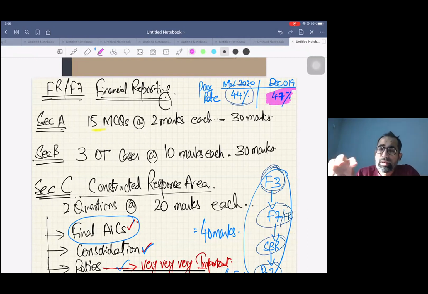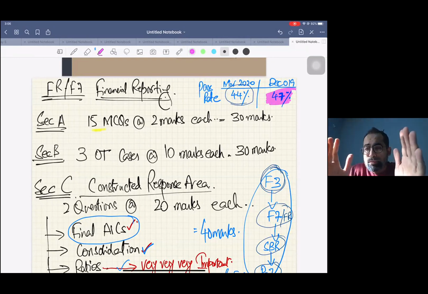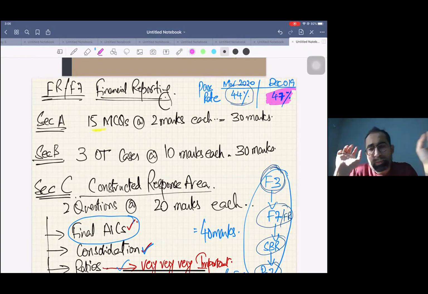Because of this good passing rate, students normally opt for this paper as the first paper of the skills module. After completing ACCA part 1, the foundation level, they directly opt for the F7 financial reporting paper.